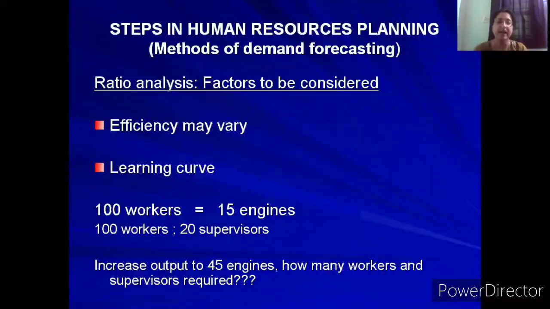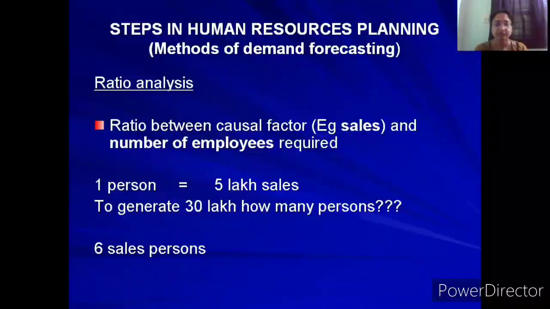The first point is that efficiency may vary. So if I go back to this example, one person may generate 5 lakhs of sales. Another salesperson may not be motivated enough to generate 5 lakhs of sales. He may be good enough to produce only 3 lakhs worth of sales. There may be a third person who's super motivated, so rather than producing 5 lakhs of sales, that person might generate somewhere about 6 to 7 lakhs of sales per year. So the efficiency of people varies, and our demand forecasting also has to consider this.